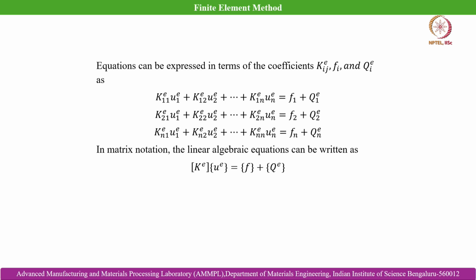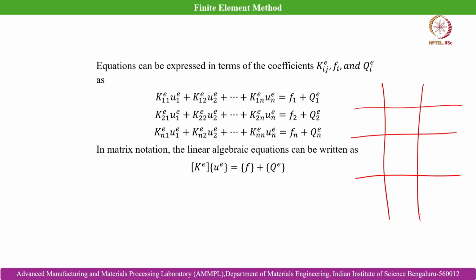We can then write the set of element equations for individual nodes. The equations can be expressed in terms of the coefficients k_ij^e, f_i and q_i^e as this. So, k_11, that means it is all about k_ij. If I just draw a grid like this, and this is the i j point, then this is i plus 1, j, here it is i minus 1, j. Similarly, this is i, j plus 1, and here it is i, j minus 1.